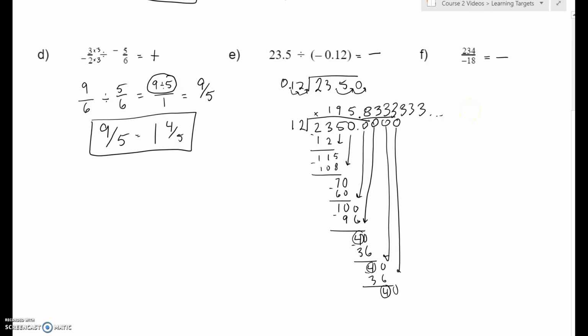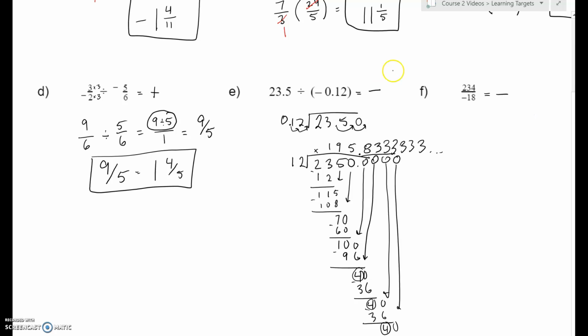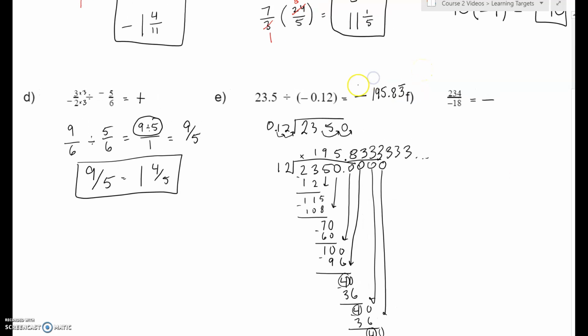So what is our answer? Well, our answer is negative 195 and 8/10 and 3 repeating. So negative 195, and 8/10 and 3/100 repeating forever. 3, 3, 3, 3.